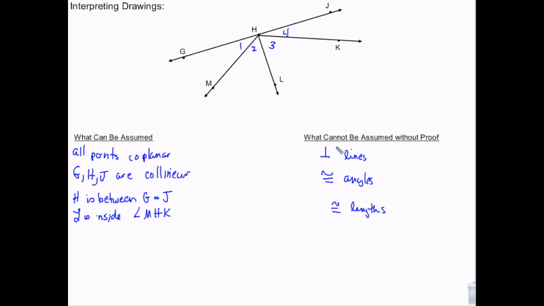Okay, so for homework tonight, I would like you to do page 9, 11 through 13, and then page 10, 3 through 12.